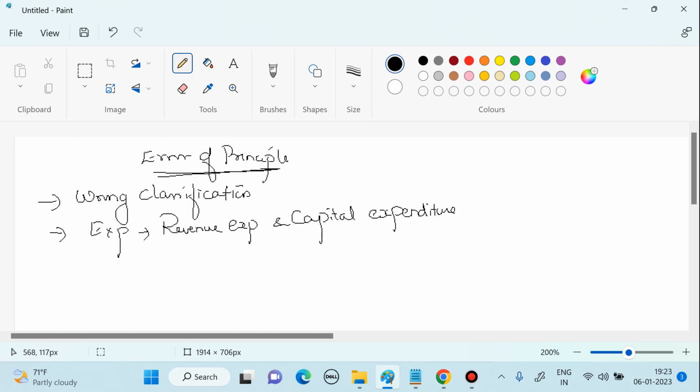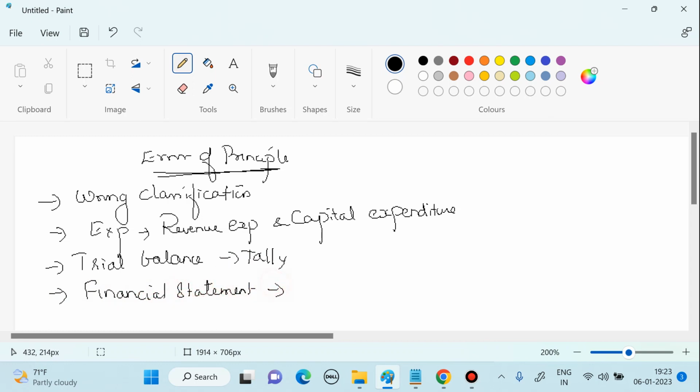Both are expenses, so both will be in the debit. So therefore what happens? Your trial balance will tally. There won't be a difference. Trial balance will tally. But there is a mistake. Your financial statements that are prepared on the basis of the entries that you have passed, on the basis of the trial balance, will not give the correct picture.